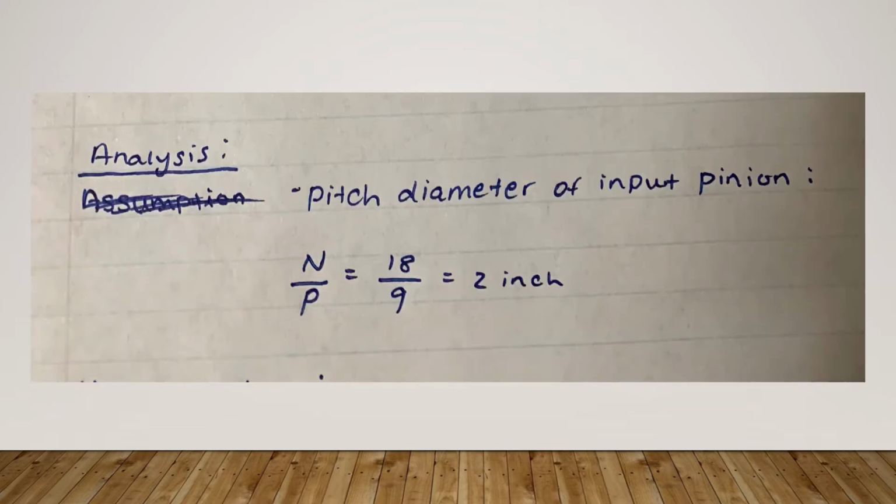So the next part to solving this problem is the analysis portion. To calculate the pitch diameter of the input pinion, we would use the formula N over P. So we would put 18 over 9, and then we get 2 inches. So this is the pitch diameter of the input pinion.